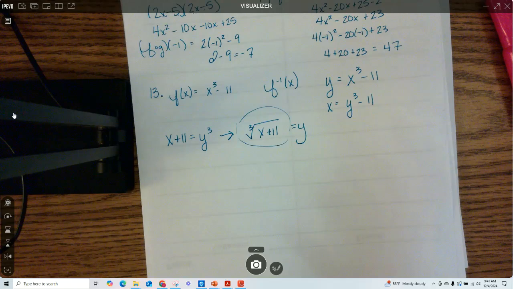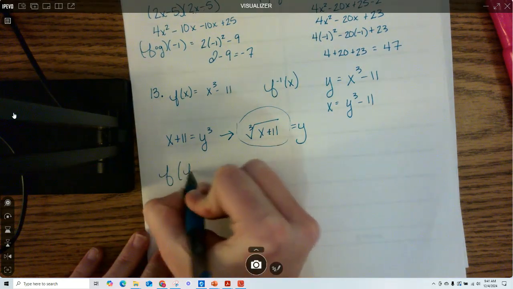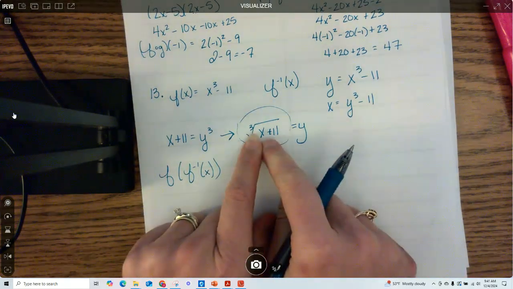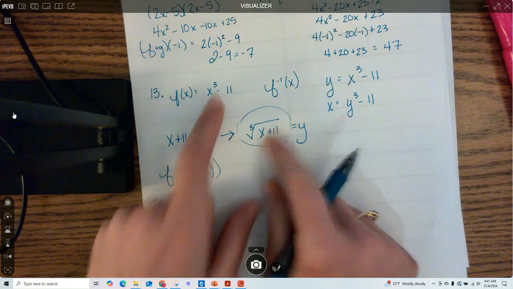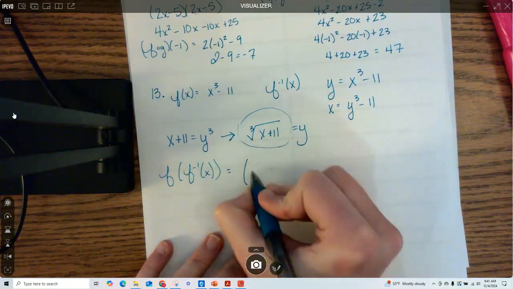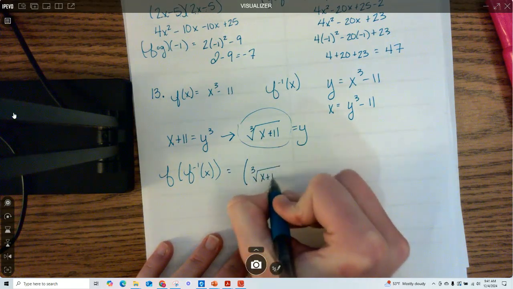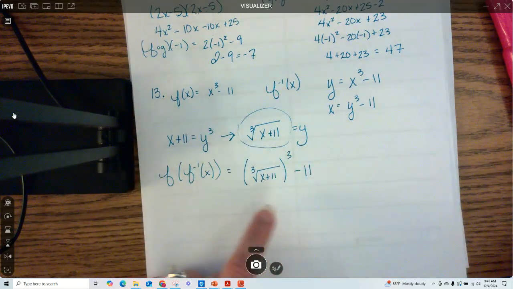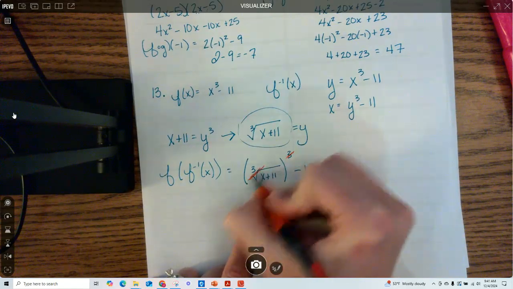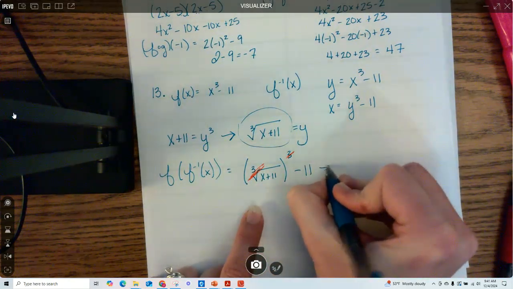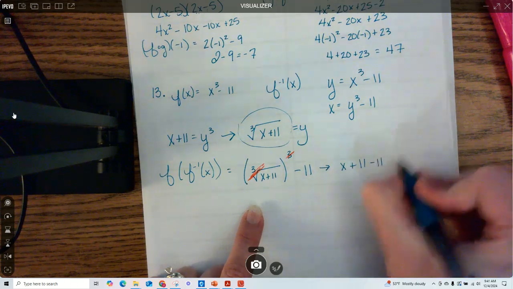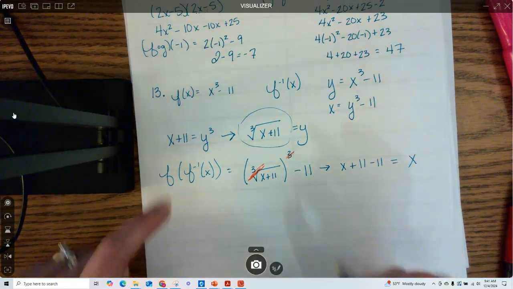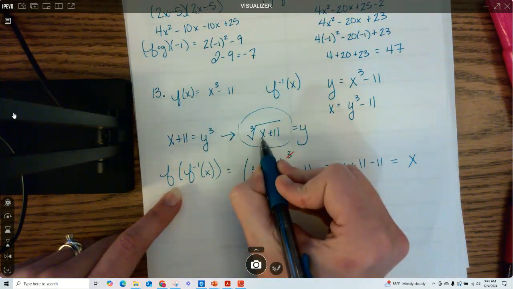Okay, so if we do f of f to the negative 1 of x, like that, we're going to take this and plug it back into our original. We're going to plug it back in there for the x. So we would have the cube of x plus 11, and then that's cubed, and then minus 11. So this cube cancels out the cube root, and we get x plus 11 minus 11, which is equal to x.